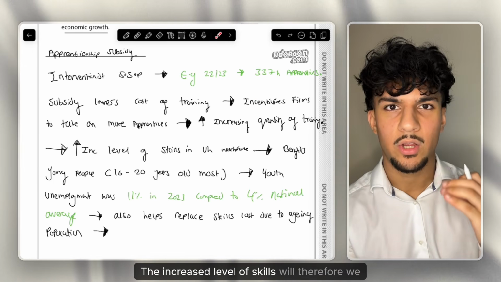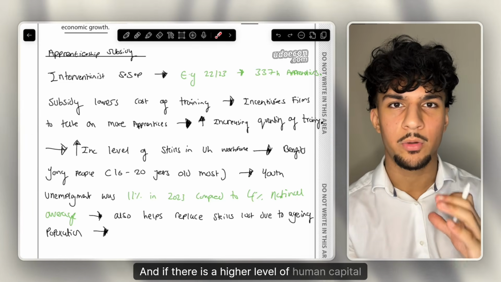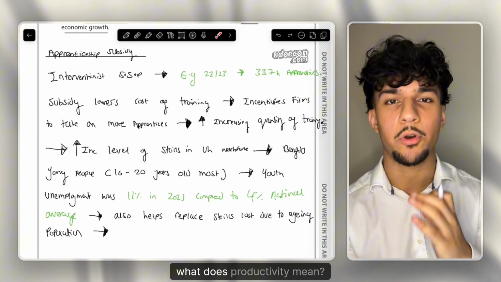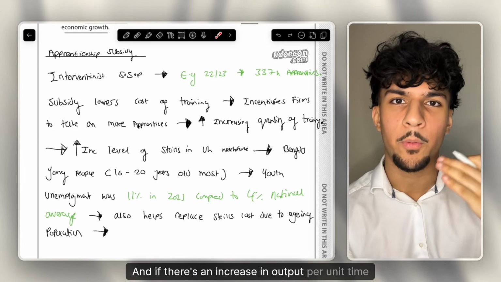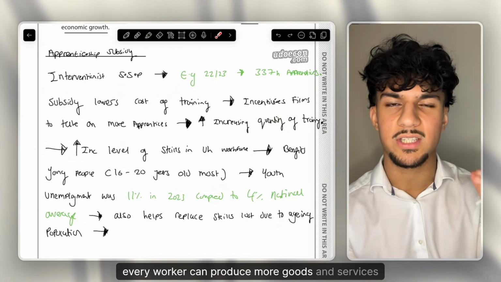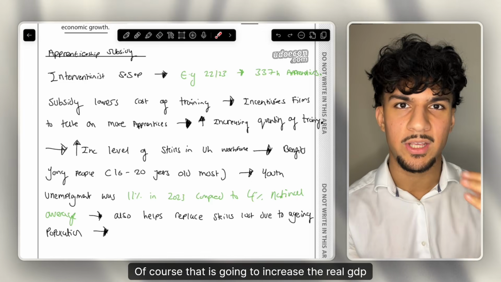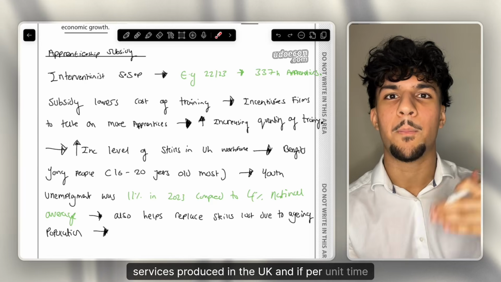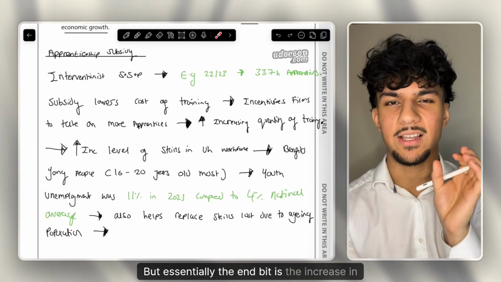The increased level of skills increases the level of human capital. And if there is a higher level of human capital within the UK, it means there's an increase in productivity. What do I always say? Productivity is output per unit time. If there's an increase in output per unit time and per worker, every worker is more productive and can produce more goods and services per unit time. What is that going to improve? Of course, that is going to increase real GDP, as real GDP is the amount of goods and services produced in the UK. And if per unit time we can produce more, the quantity of goods and services will increase. But essentially the end result is that increase in real GDP.